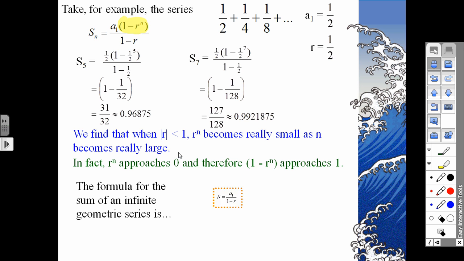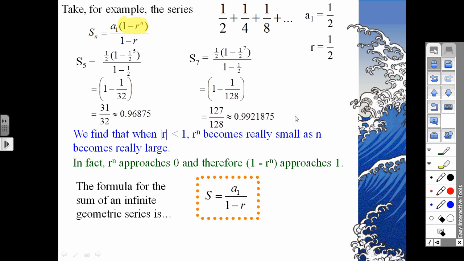So the formula to find the sum of an infinite geometric series is simply that. You take the first term and you divide it by 1 minus r. So let's test this out. Let's look at this example that we had up here. A sub 1 is 1/2. Our common ratio is 1/2. Plugging that in, we have 1/2 over 1 minus 1/2. Well, that's 1. And didn't we say this looks like it's getting closer and closer to 1? And in fact, it does.